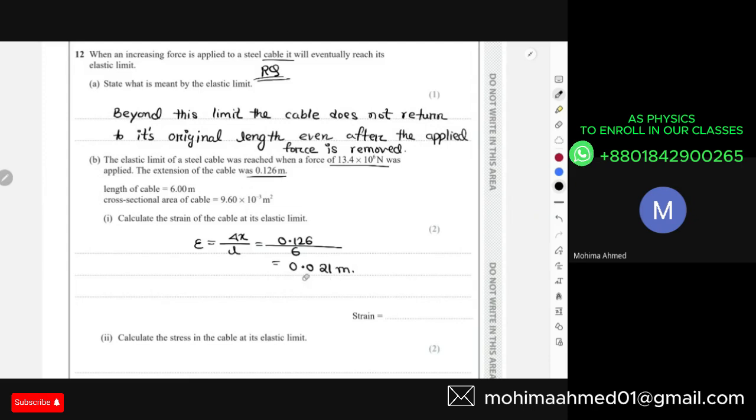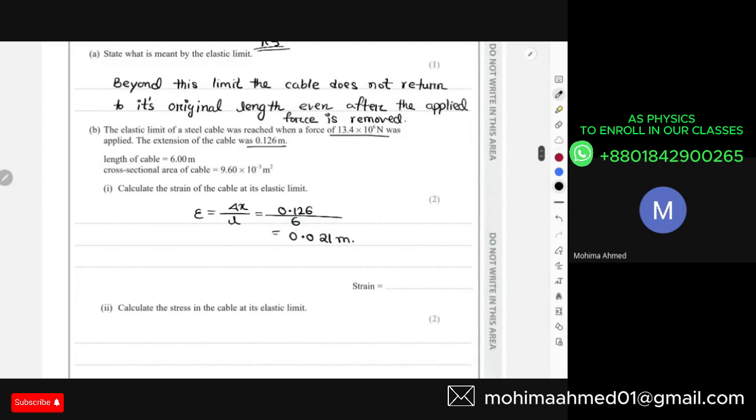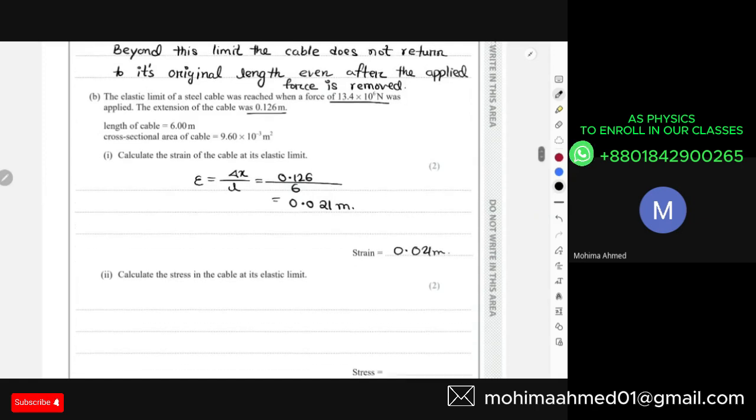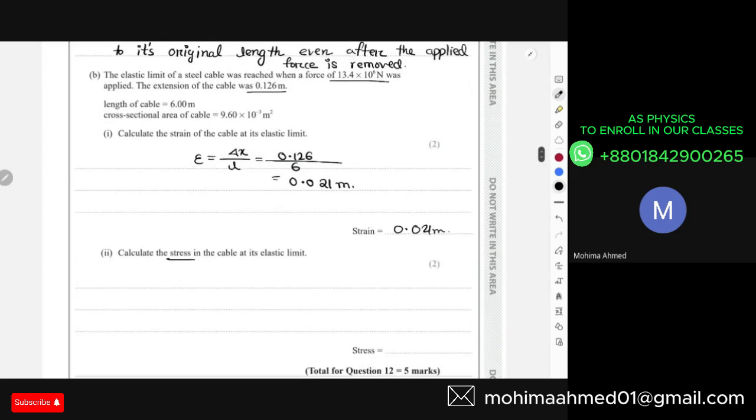So I'll just write it like this, okay? Because I cannot obviously increase my significant figures. So I'll write 0.021 meter. After this, now they're asking to calculate the stress in the cable.